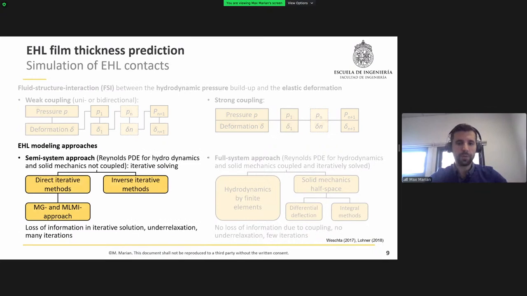In the past, both weak and strong coupling have been used by various scientists all around the globe to solve EHL contact problems. The former, the weak coupling in the form of sequential solution, represents both the first implemented and today still the most widely used coupling. The first works that were implemented use the so-called inverse iterative method. Here, the Reynolds equation is solved for the lubricant gap at a given pressure, and typically half-space approaches are employed to compute the elastic deformation.